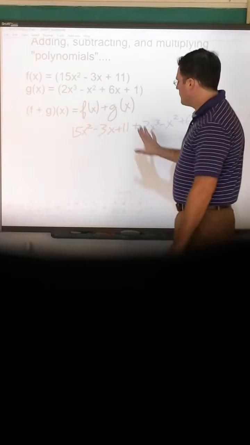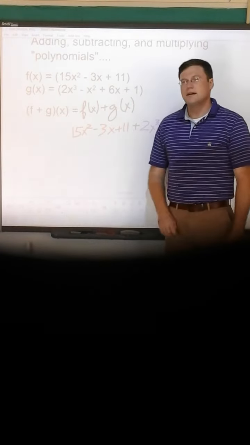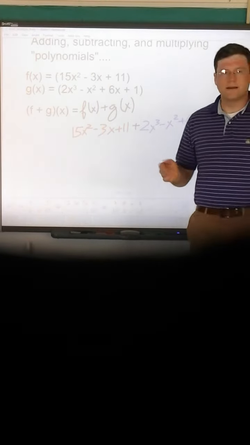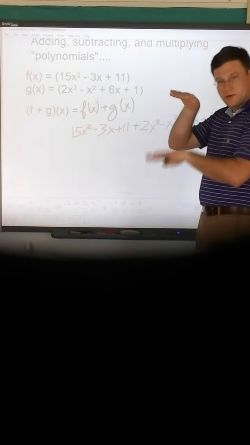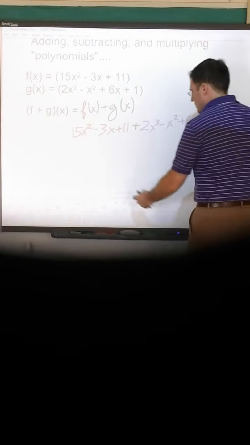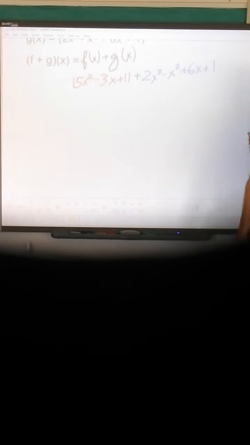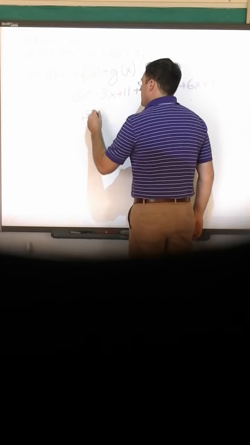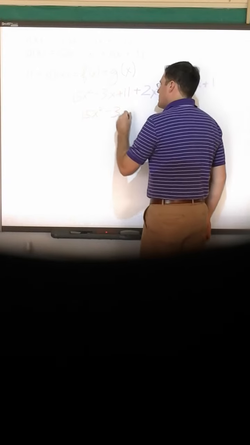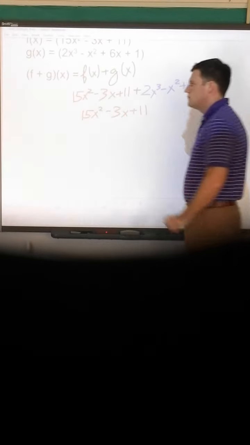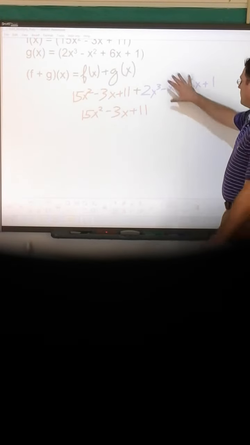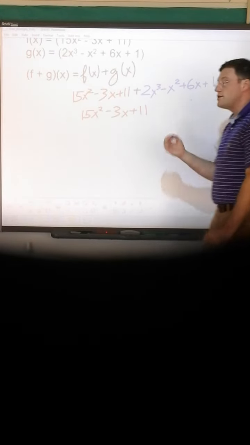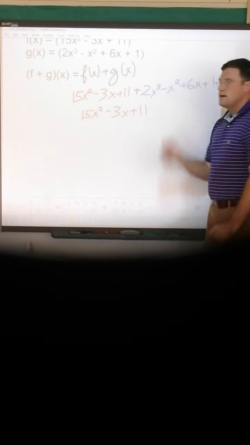Now, a lot of you all can go ahead and start adding that together here at this point, but what I like to do is I like to stack these a lot like you would stack two integers when you were in elementary school and adding them together. Okay, so we're going to do that right here. So I'm going to have, okay, 15x squared minus 3x plus 11. All right. Now I'm going to put this underneath this.